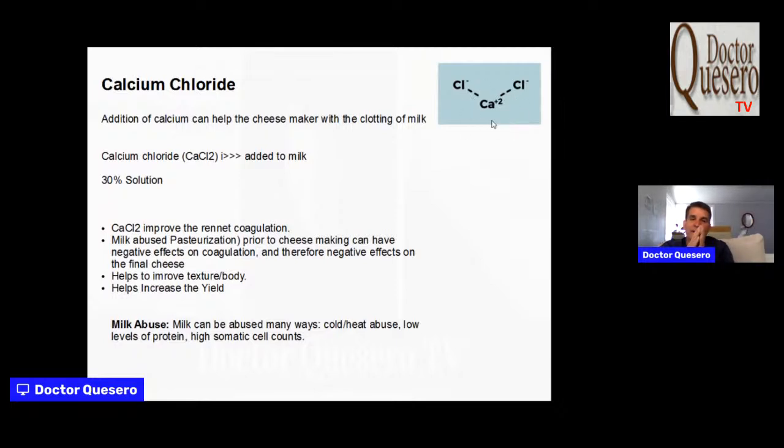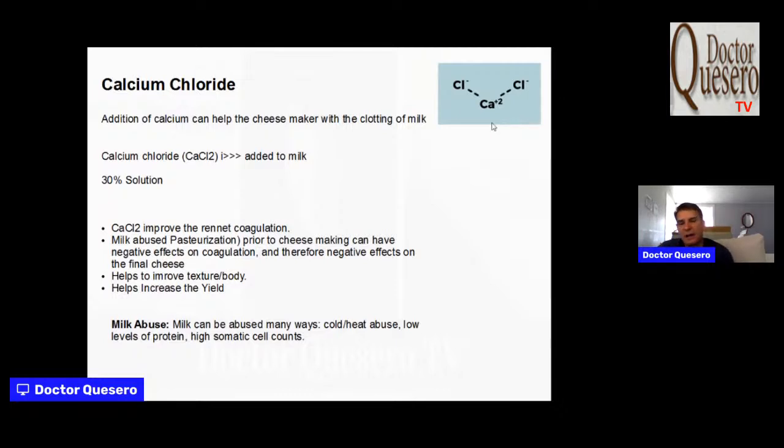The calcium is the glue that bonds everything in cheese making. So if we want to make a cheese with a very strong curd, we use calcium chloride. If we're going to make pasta filata cheeses, we cannot use calcium chloride, because we need the curd to be acidified by the lactic bacteria, which dissolves the calcium. So if we add more calcium, the curd will not stretch.